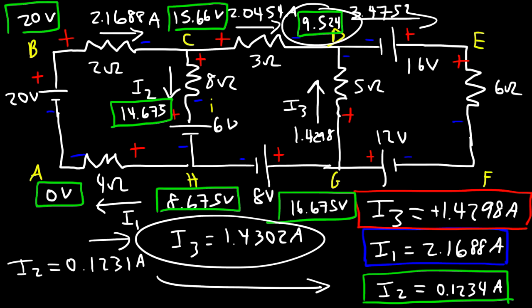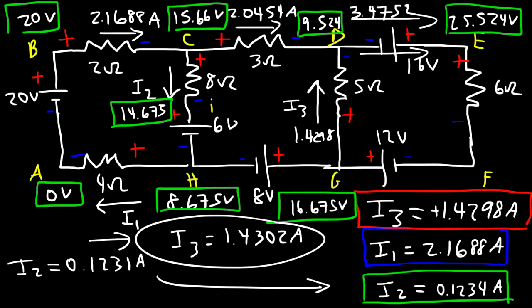Now we have the potential at D, so let's calculate the potential at E. So going from D to E, we have a voltage lift of 16 volts. So 9.524 plus 16, that's going to give us a potential of 25.524 volts. Now let's calculate the electric potential at F. So we have it from G. So let's go from G to F. And so going from a high potential to a low potential, that's going to be a voltage drop of 12 volts. So 16.675 minus 12 is 4.675. So the potential is going to be 4.675 volts at F.